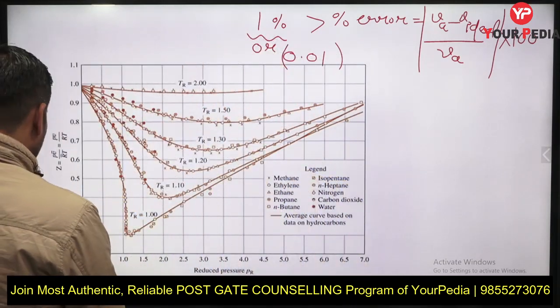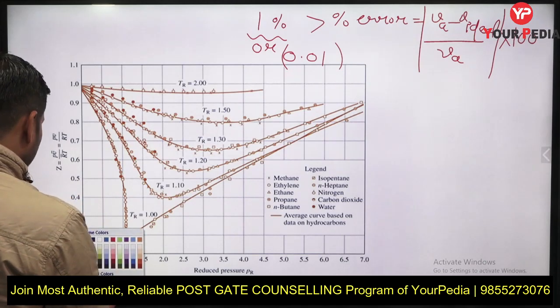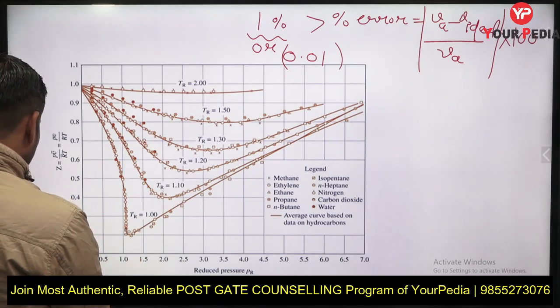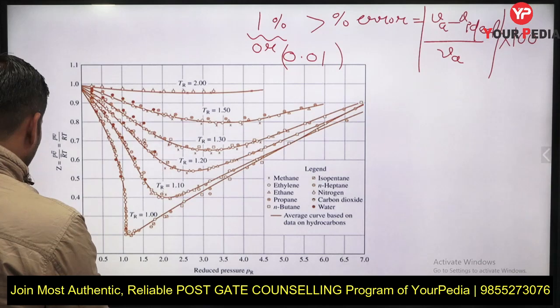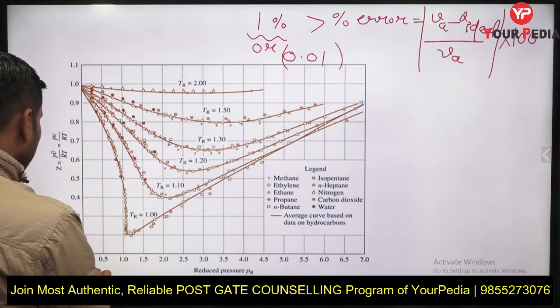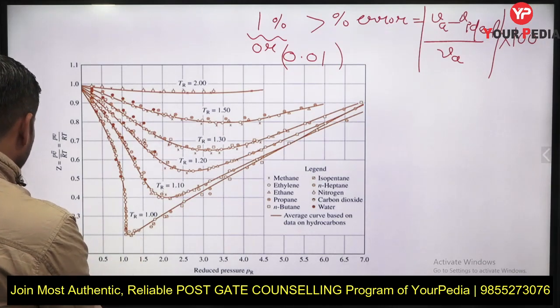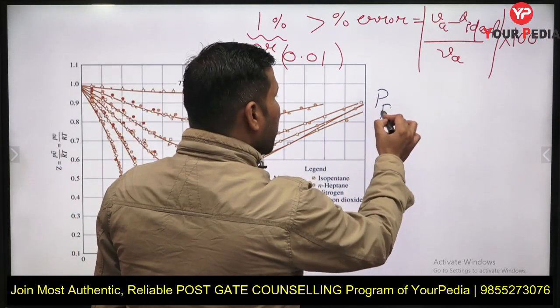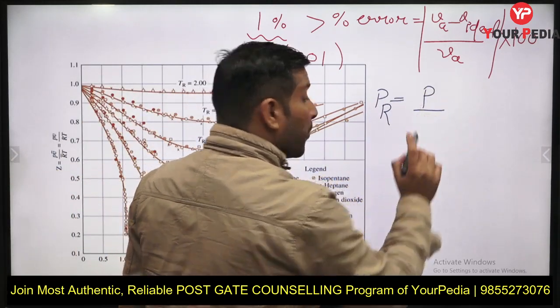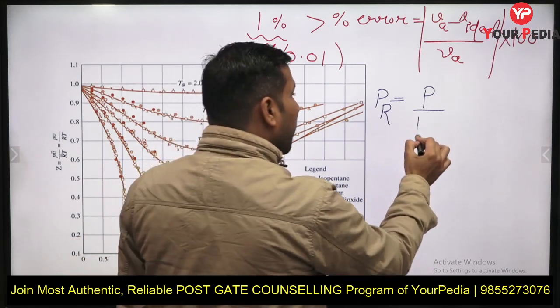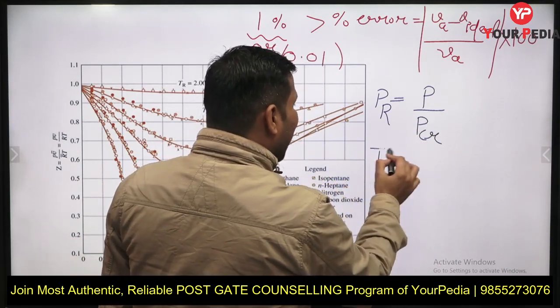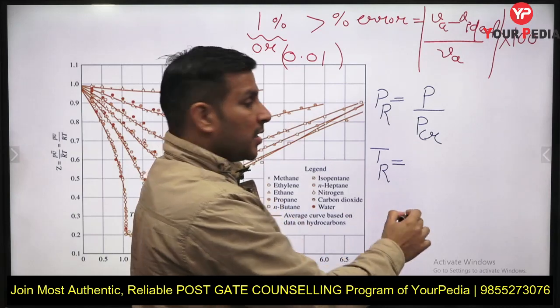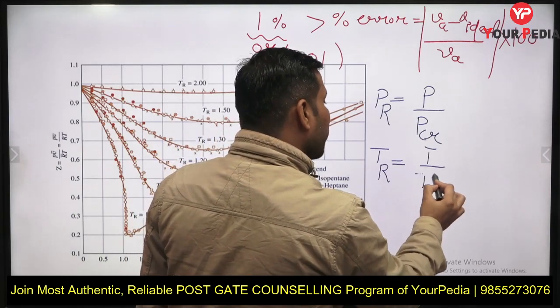So let me tell you first what you understand by reduced pressure. Okay, guys, the reduced pressure is nothing but the pressure of a gas in relation to the critical pressure. Let me write it here, PR. PR is nothing but the pressure of the gas, P, divided by P critical. What is TR? TR is the reduced temperature, the temperature of a gas in relation to T critical.